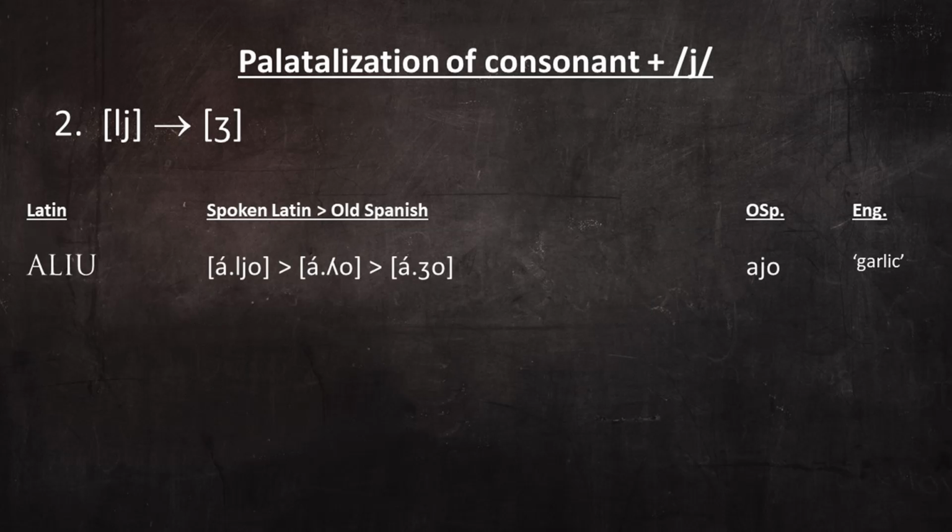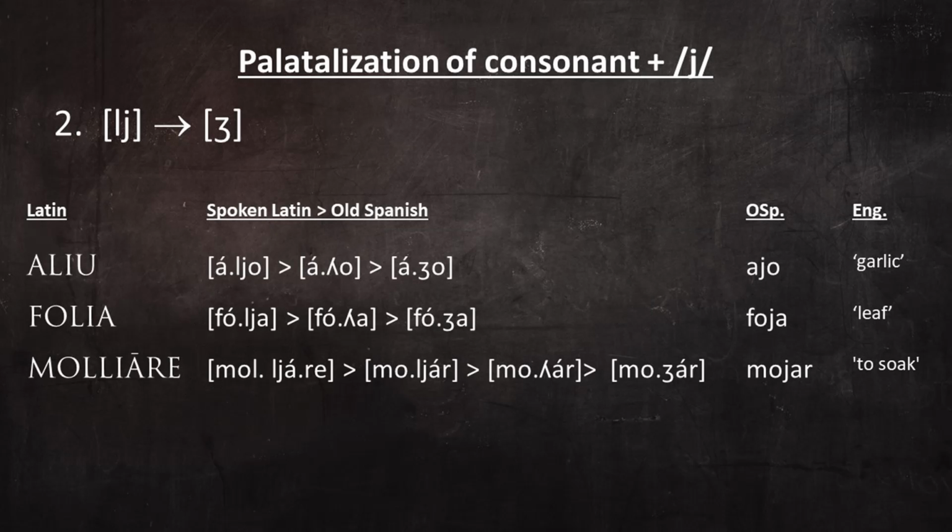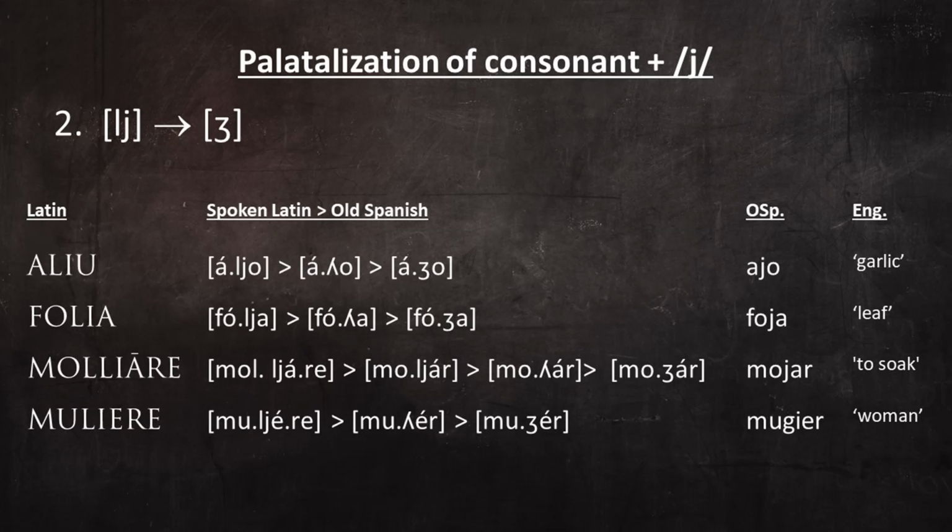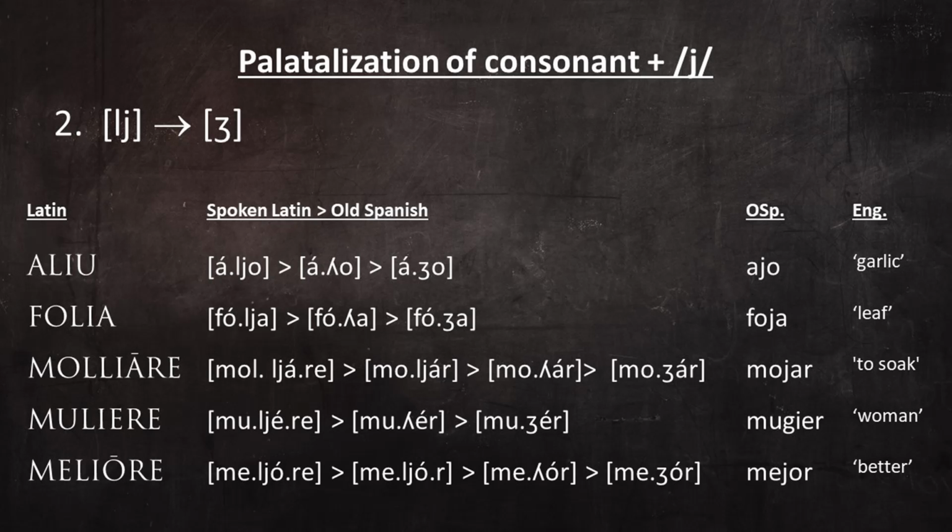Alio became alio and then ajo. Folia became folia and then foja. Moliare became moliar, and then moliar, and then eventually mojar. Muliere became mulier, and then mujer. Meliore became melior, and then mejor.